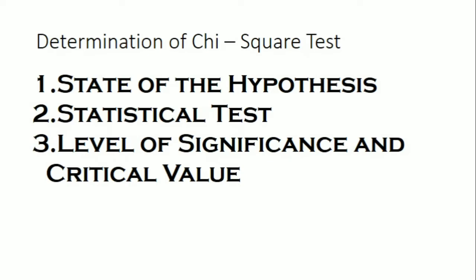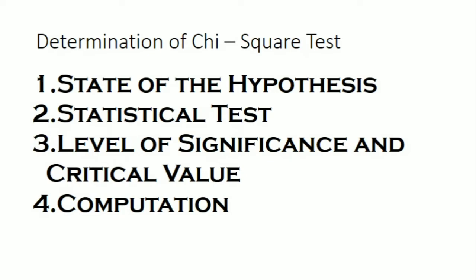Next is the computation. In computing, we have to use 3 steps. First is to calculate the expected frequency. Next is to find the difference between the observed and expected frequency. Then next is to calculate the chi-square value applying the formula. The value ranges from 0 to infinity.